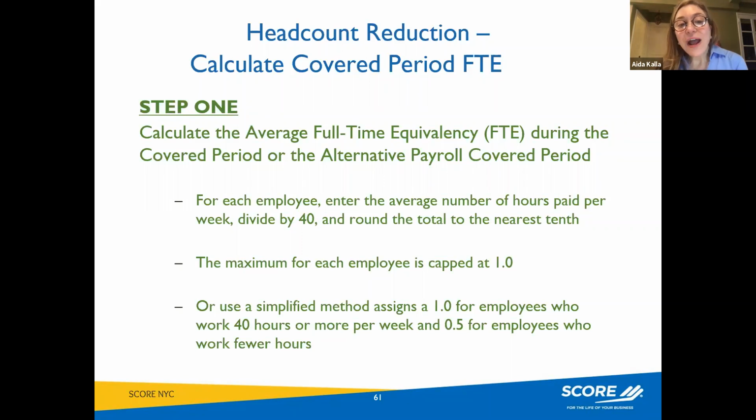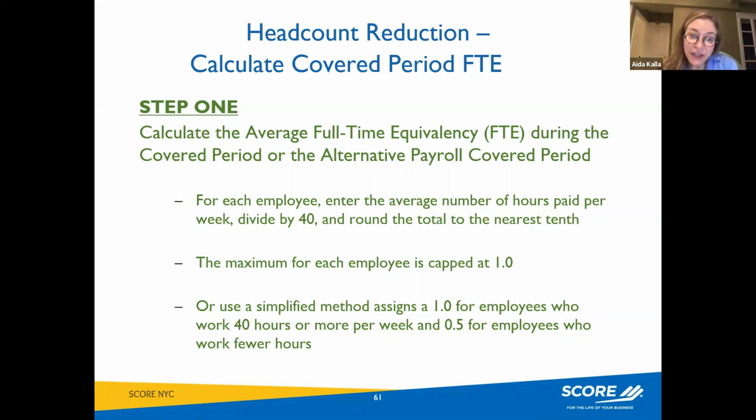Okay, so for headcount, I am going to go into more detail here about how you calculate it. They use a concept for the headcount reduction of something called FTE. It's basically the average full-time equivalency during either the covered period or the alternative payroll covered period. Again, remember the alternative payroll covered period is only for payroll. So you have two ways.